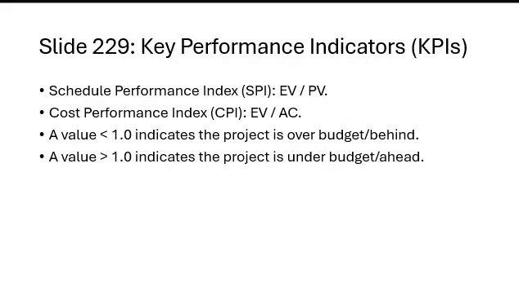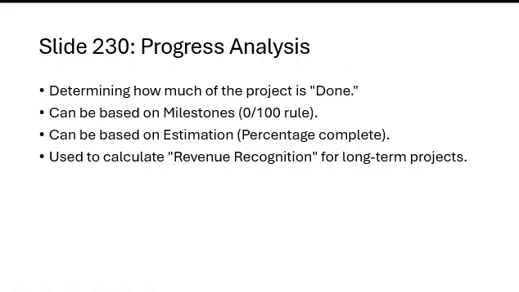Next, we have the KPI, the key performance indicator. So the schedule performance index equals earned value divided by planned value. The cost performance index equals earned value divided by actual cost. Values less than 1 mean the project is behind or over budget. Values greater than 1 mean the project is ahead or under budget. So this KPI provides a quick snapshot of project efficiency, and managers use the KPI to guide project decisions.